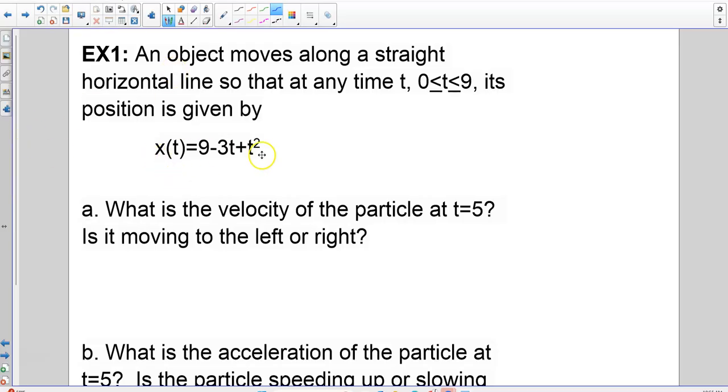So our position is given by this equation right here. And we're only looking from 0 to 9 on time. It wants to know what is the velocity of the particle at t equals 5, and then whether or not the particle is moving to the left or the right. So to find velocity, what do we need to do?